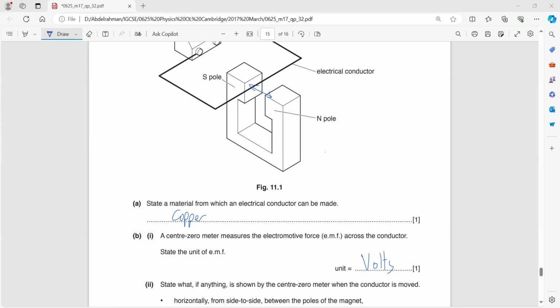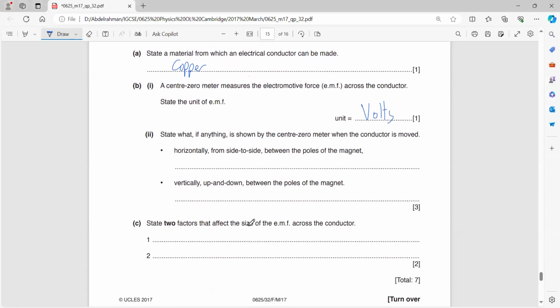Yeah, nothing will happen. Correct. Okay, yes, definitely nothing will happen. There will be no deflection. You can say no deflection or nothing will happen.